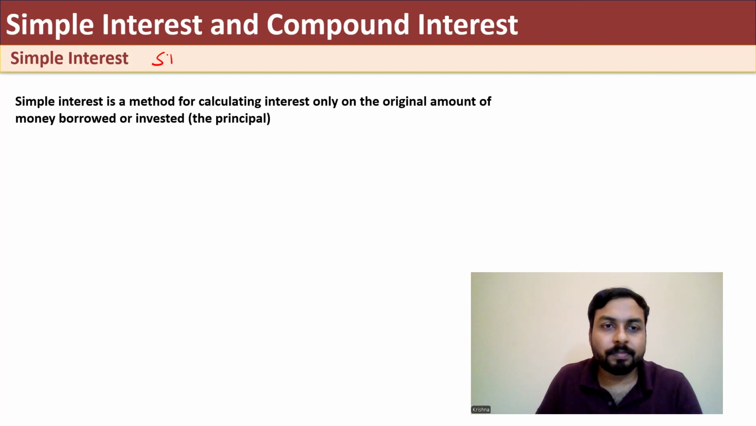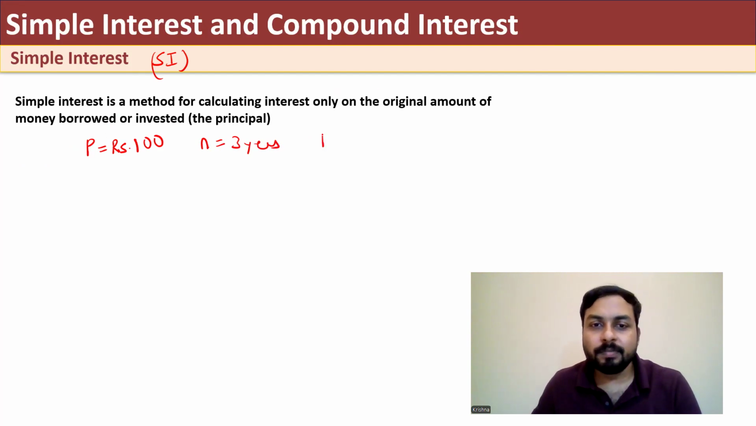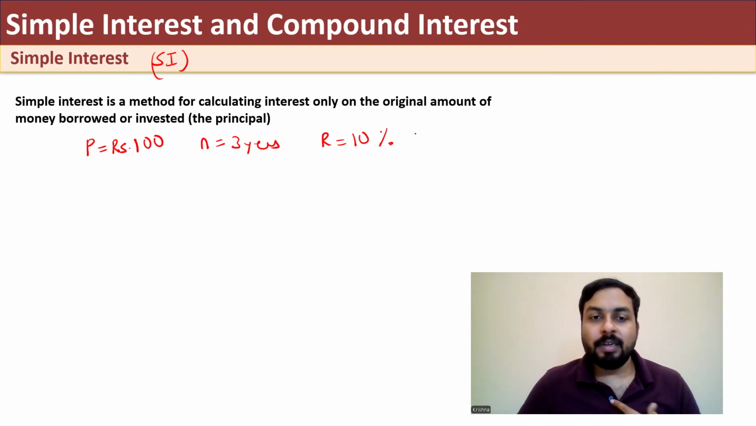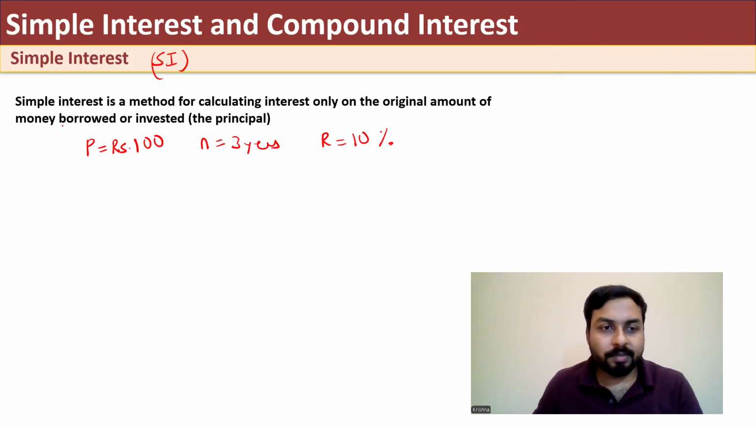Okay, so let's see how this is calculated. Simple interest. For this, I'll take an example and I will explain you. So let's say the principal or the money that is borrowed is 100 rupees. It is borrowed for, let's say, 3 years, and the rate of interest is 10%. Okay, so the principal amount that is taken is 100. If I'm taking 100 rupees, it has to be returned back after 3 years. And the rate of interest is 10%. So let's see how much money I have to pay back to the lender.